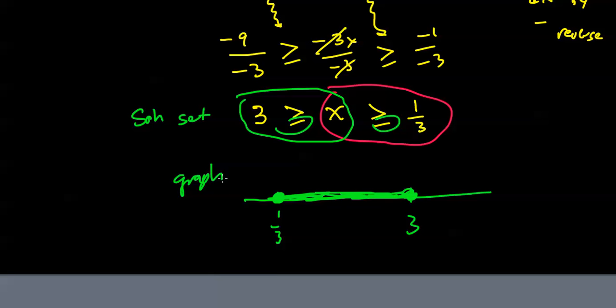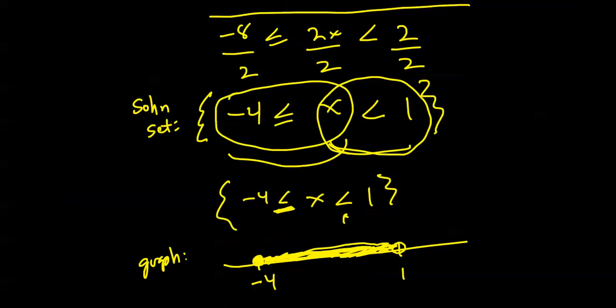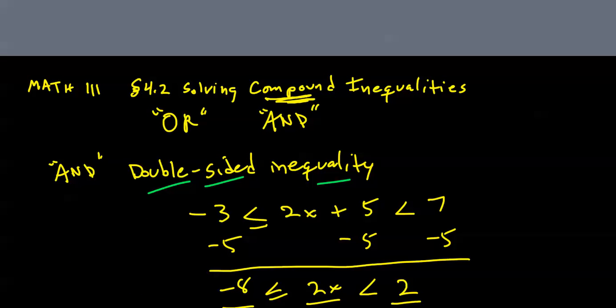I'm going to do one more double-sided inequality, one more AND type inequality, and then we're going to go on to OR type inequalities. Hang on, I'm going to get some trouble here. Here we go.